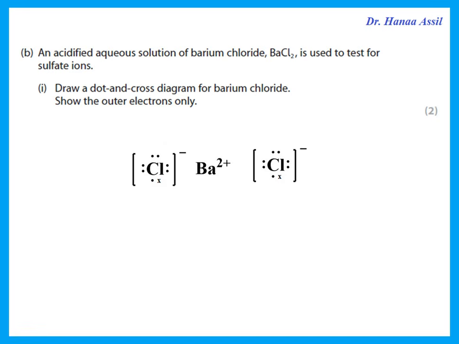Now each chlorine is in group 7. It needs only 1 electron. So I need 2 chlorines to take the 2 electrons, and each of them now has 1 electron from the barium, so it has an extra negative charge.